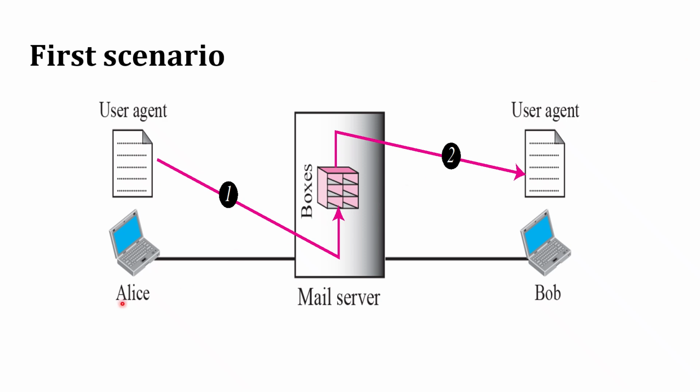When Alice needs to send a message to Bob, she runs a user agent, or a program, to prepare the message and store it in Bob's mailbox. The message has the sender and receiver mailbox addresses. Bob can retrieve and read the contents of this mailbox at his convenience using a web browser or other user agent.